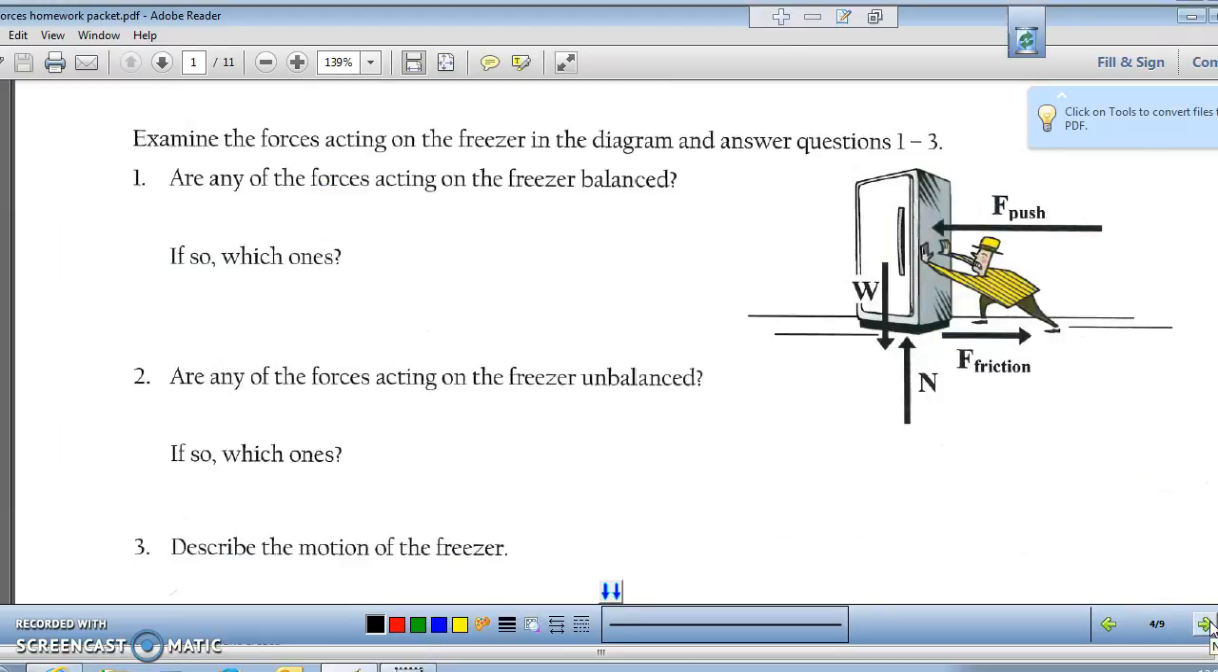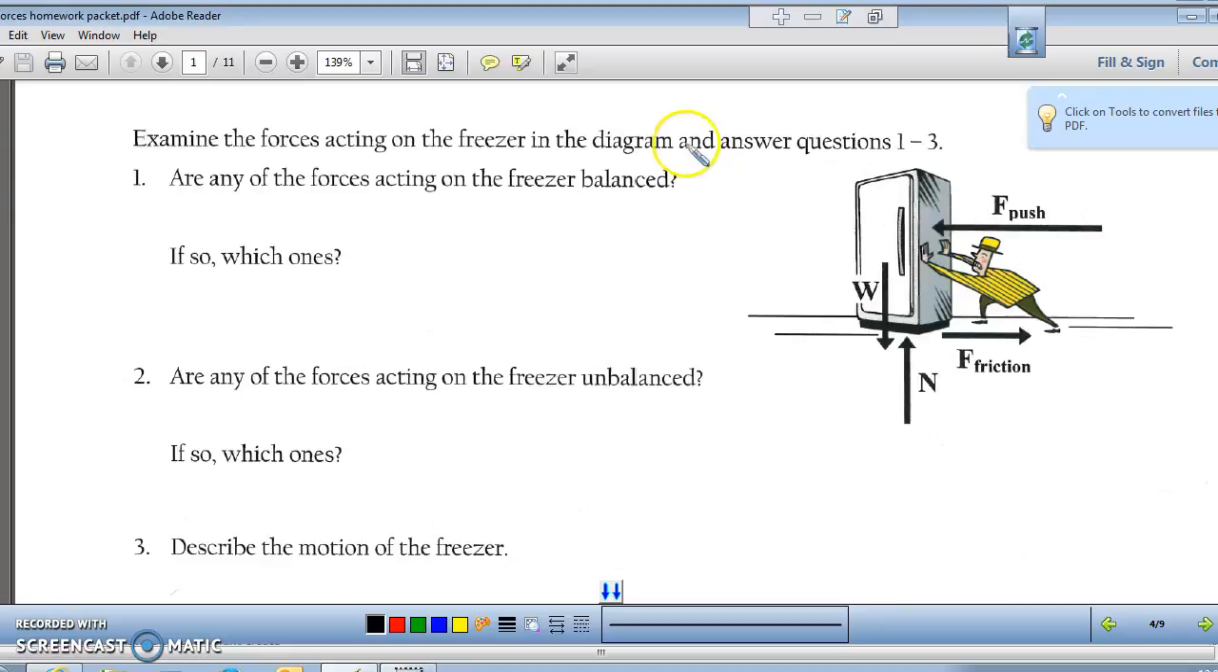Going along to the next part of the page, it says examine the forces acting on the freezer in the diagram and answer questions 1 through 3. So you can see, same kind of thing. This is not a cube, now it's a fridge, but we still have arrows of force in different directions. So, number 1, are there any of the forces acting on the freezer that are balanced?